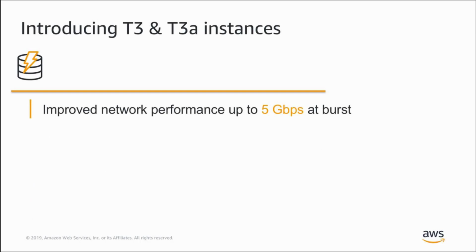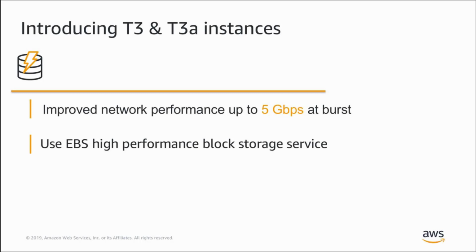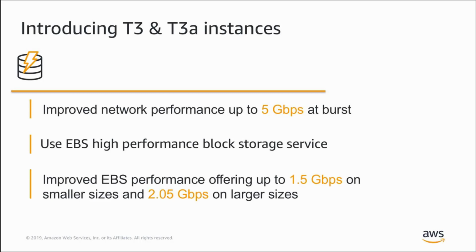So with T3, we also improved the network performance. So now we run up to 5 gigabit per second at burst. You use the high performance and high availability EBS, or Elastic Block Store, for the storage on the T3 and T3a instances. And we also improved the EBS performance. So now we offer up to 1.5 gigabit per second on the smaller sizes and up to 2.05 gigabit per second on the larger sizes for our EBS bandwidth. So providing more speed. These are a lot of requests that came through as customers started utilizing our T instance types. So they needed a little more performance to get to the disk or to the network. And these are a lot of the improvements that you're seeing on the T3 and T3a instances.